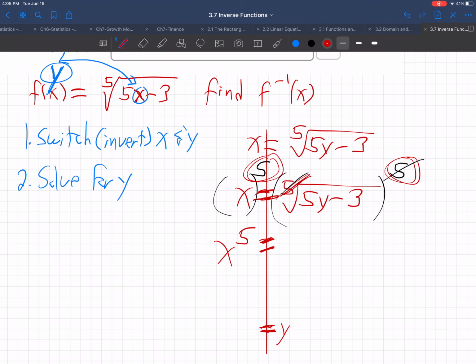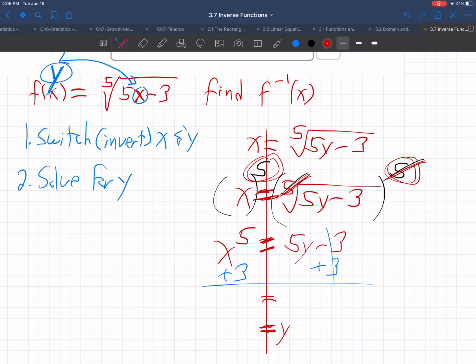And what happens over here is these two cancel. That's the whole reason we did it, because we wanted to get rid of that root. So what are we left with? 5y minus 3. Like that. Okay. So that got rid of the root completely. The hook, the root, everything. Now we're trying to get y alone. So what's our next step? Add 3 to both sides.